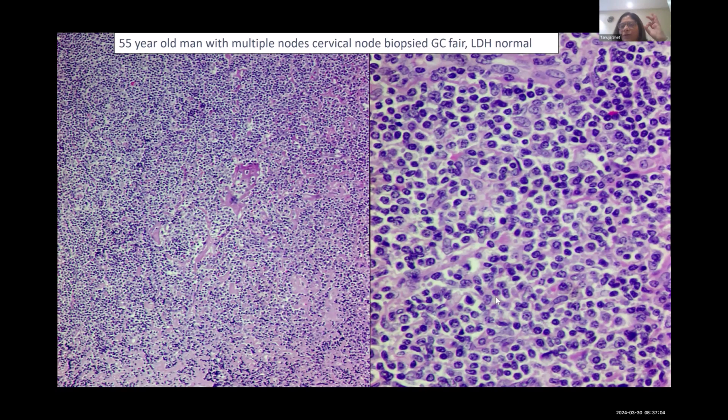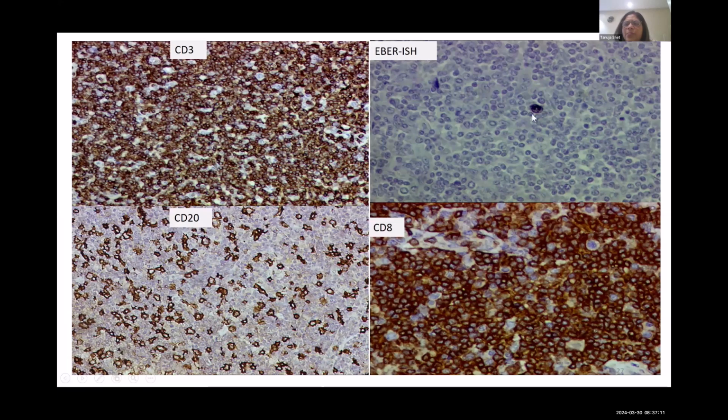These are not the pyknotic looking cells. And when you do immunohistochemistry, they're strongly CD3 positive. The occasional immunoblast positive with EBER is also there, the CD20. Now, it's very important to remember that while in a B cell proliferation, the T cells are often reactive, in a T-cell lymphoma, you always get large B cells.